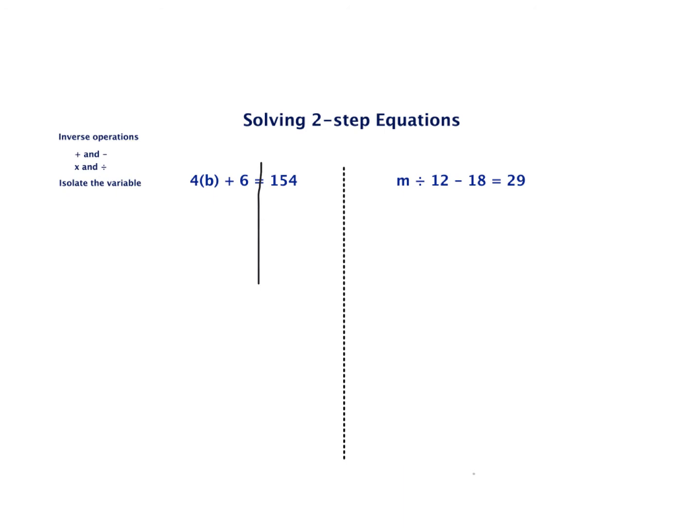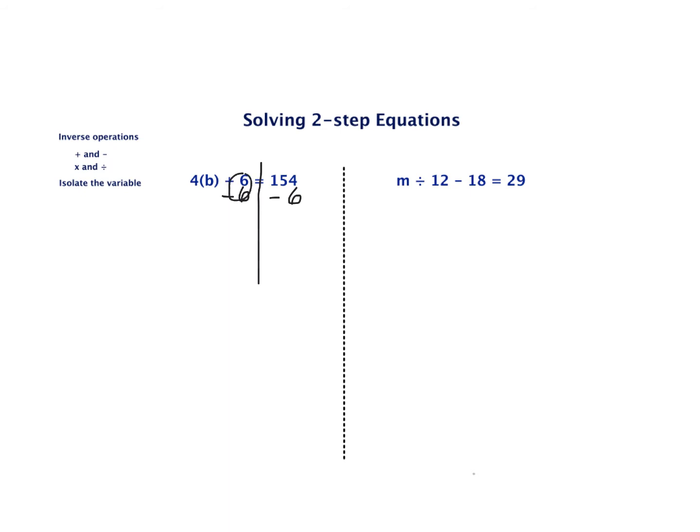4b means 4 times b. So 4 times b plus 6 equals 154. First thing I'm getting rid of is the plus 6. The inverse of addition is subtraction. Subtract 6 on one side, subtract 6 on the other side.